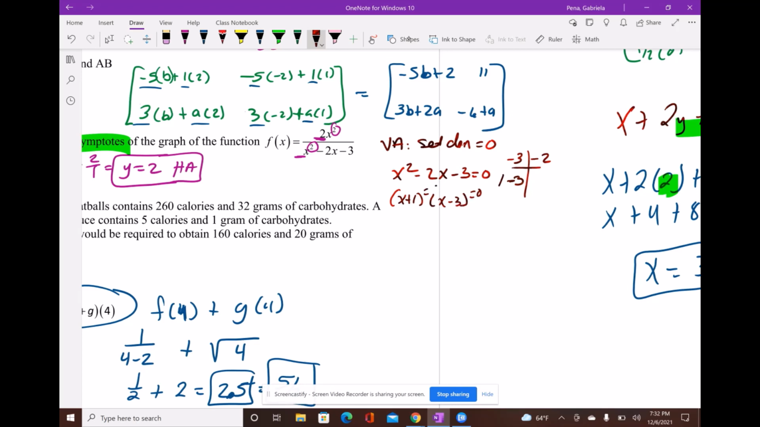Set each one equal to 0. My answer is x equals negative 1, and x is a positive 3. These are my vertical asymptotes, my VAs. So for vertical asymptotes, set the denominator equal to 0. You factor out whatever you can.